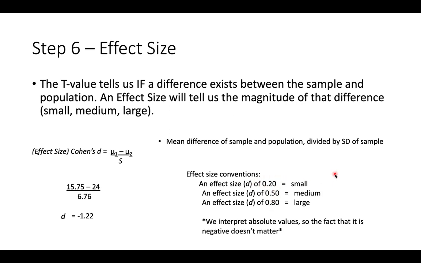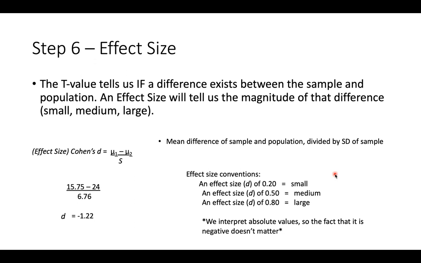So an effect size of around 0.2 is considered a small effect. An effect size of around 0.5 is considered a medium effect. And an effect size of 0.8 or greater is considered a large effect. So here we have an extremely large effect size.